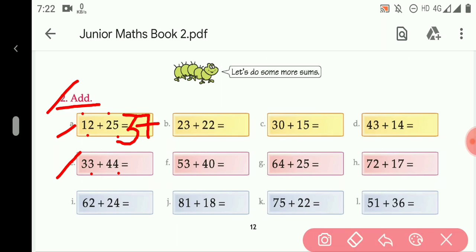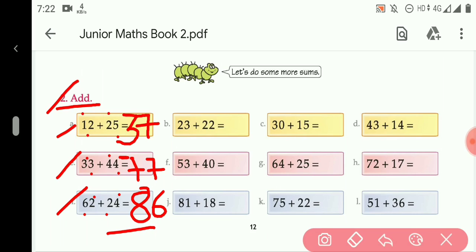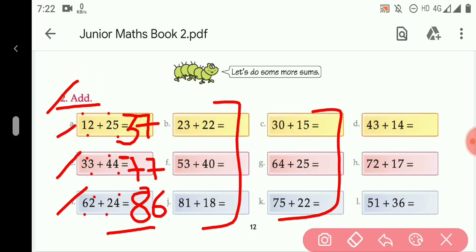Same in E part. 3 and 4, 7. Again 3 and 4, 7. Then 77 is the answer. In I part, first 2 and 4. How many? 6. Then 6 and 2. How many? 8. So what is the answer? 86. These questions which are left here, you will do by yourself in your maths copy.